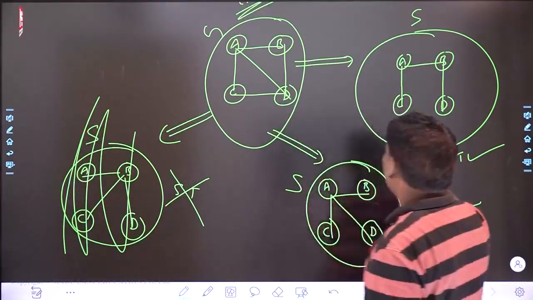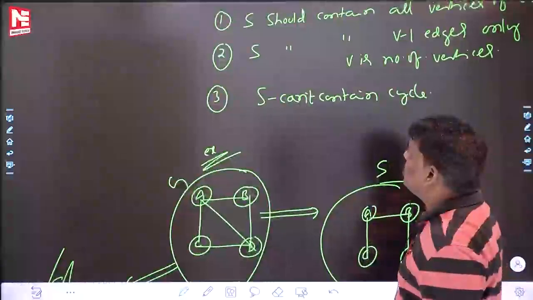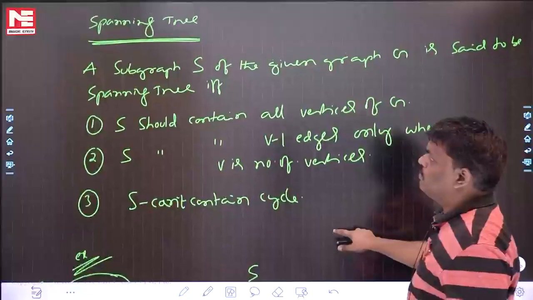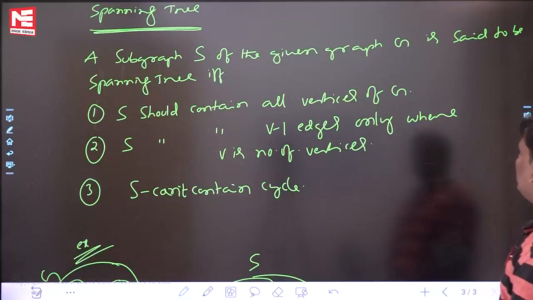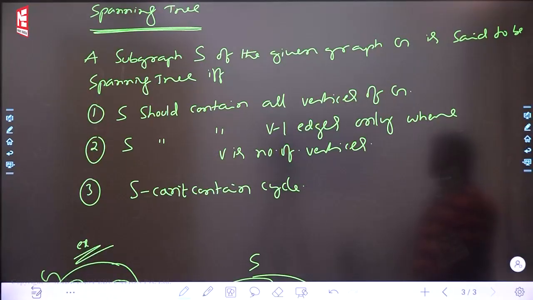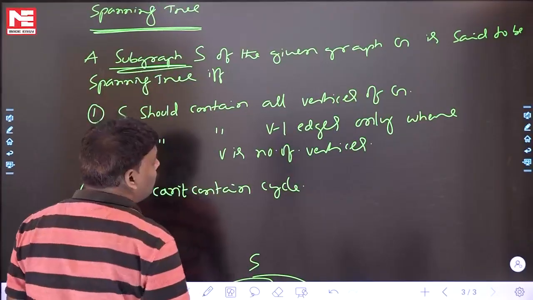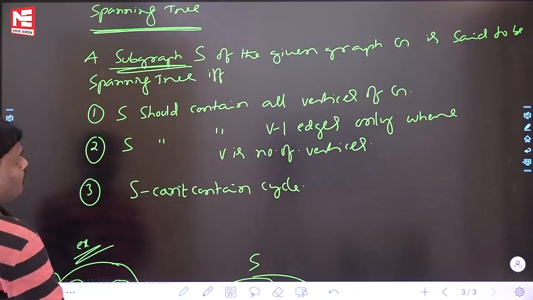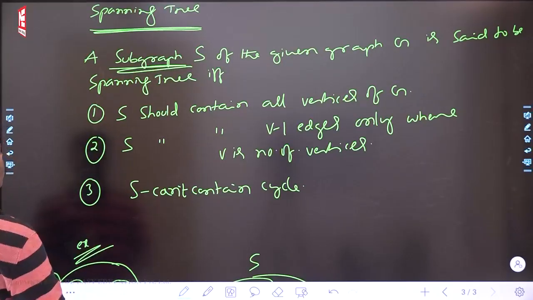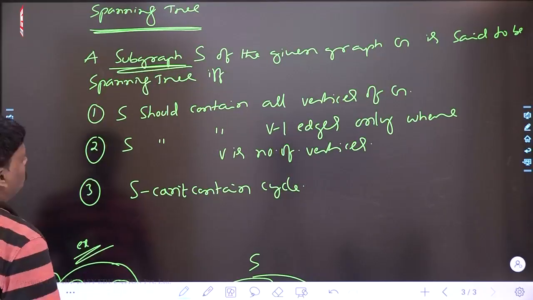So now let's go back to the definition. Let's see the definition once. A subgraph S of the given graph G is said to be a spanning tree if and only if S contains all vertices of G, S contains V minus 1 edges where V is the number of vertices, and S cannot contain a cycle. Please be careful. It must be a subgraph, with V minus 1 edges and no cycle. So this is the story.